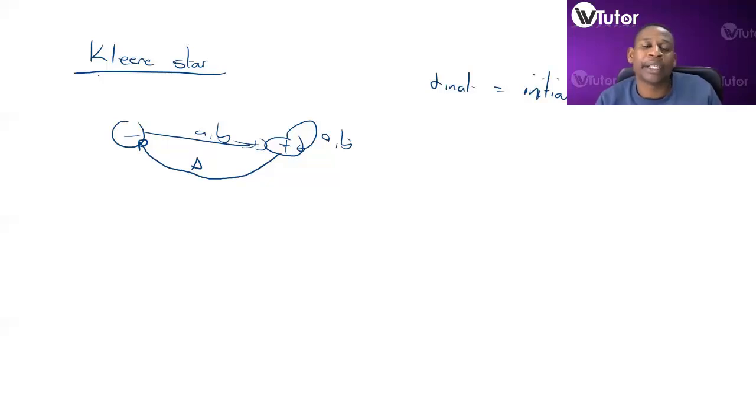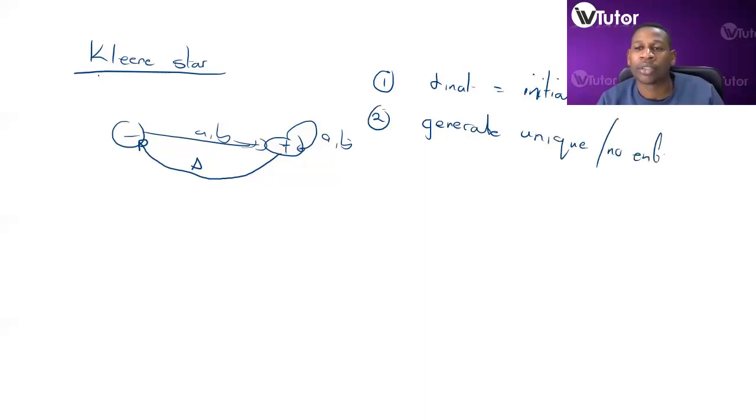So this is number one. Number two, generate a unique initial state, or rather, a non-enterable initial state. So we need to take a look at this and see how it works.